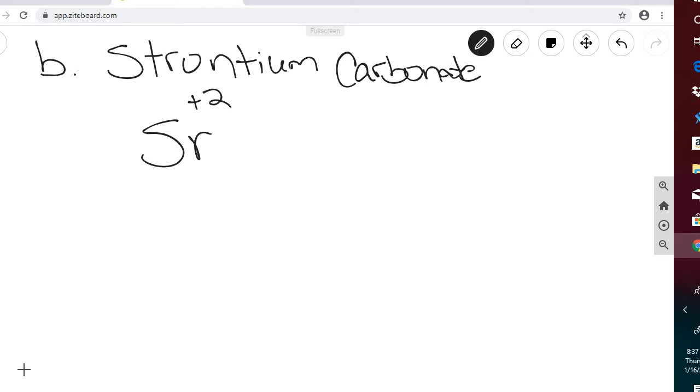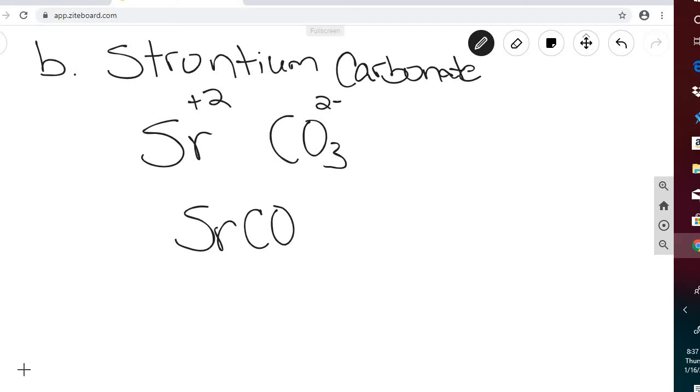And then if you look at the polyatomic ions, carbonate is a polyatomic ion, and it is CO3, and its charge is 2-. So we would switch the charges, but since they are the same, we don't include them, so it would be SrCO3.